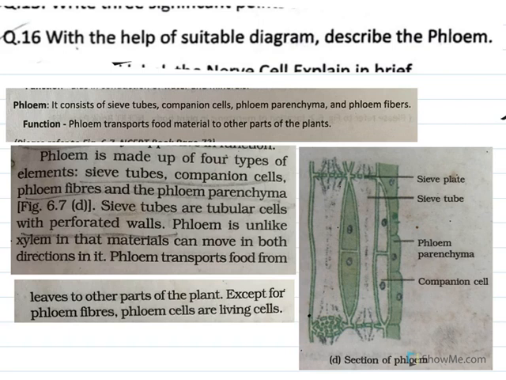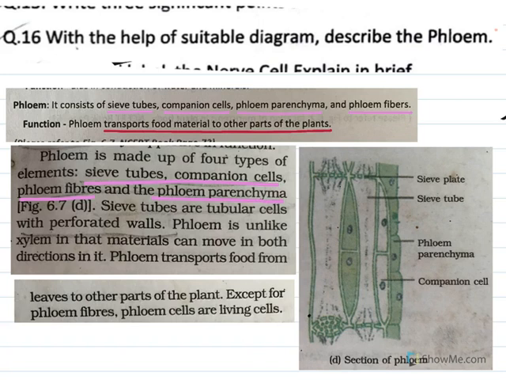With the help of a diagram, describe the phloem. So the first point is the phloem is made up of sieve tubes, companion cells, phloem parenchyma, and phloem fibers. And the function is to transport food material to other parts of the plant, from the leaves, from the green parts to other parts of the plant. The same thing is repeated here now. The first is made up of 4 types of cells: sieve tubes, companion cells, phloem fibers, and phloem parenchyma.